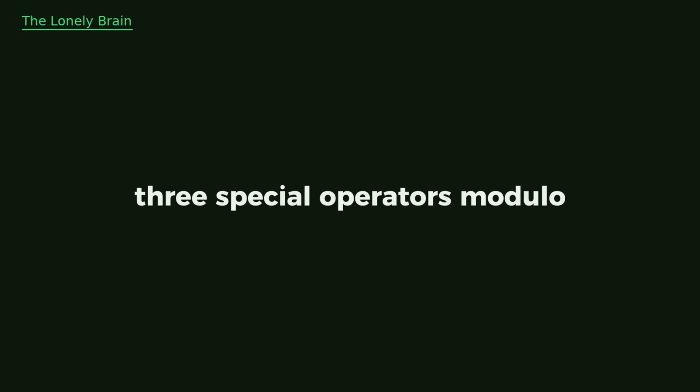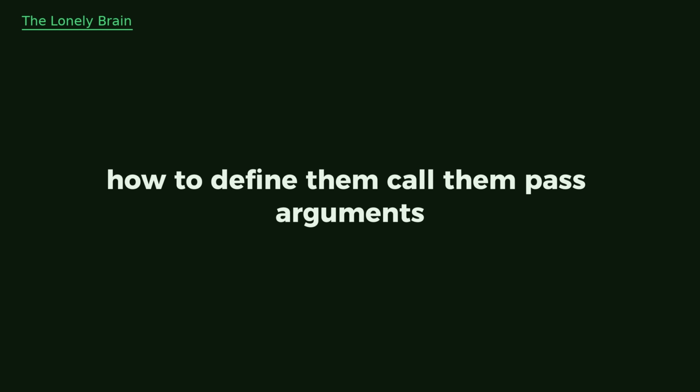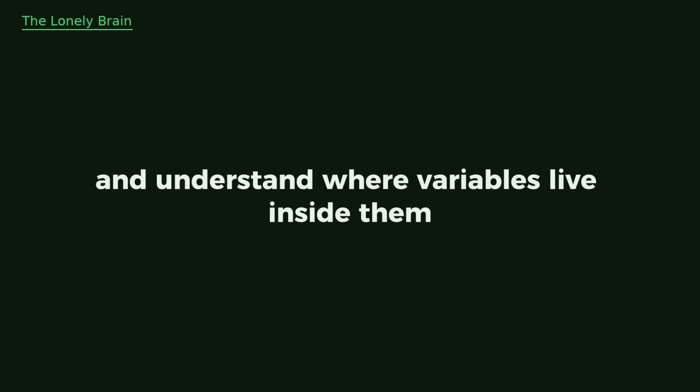Two number types, int and float. Three special operators: modulo, floor division, exponentiation, and augmented assignments to keep things concise. Next chapter, functions. How to define them, call them, pass arguments, and understand where variables live inside them.